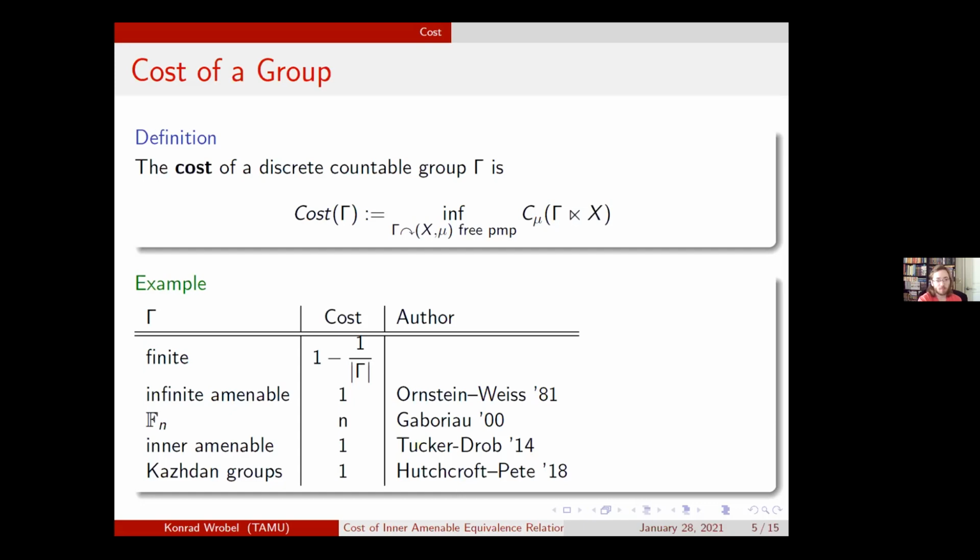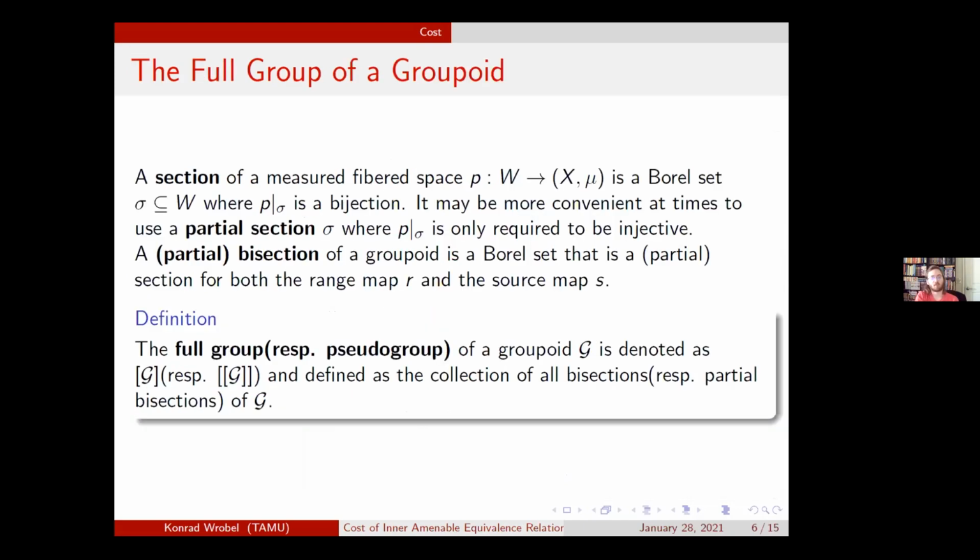I have one more example that I want to give in the equivalence relation setting, as opposed to cost of groups. But in order to define it, I have to define the full group of a groupoid first. So, right, the notion of a section, a partial section, I hope is familiar to most of the audience. It's just a map that forms a partial inverse to the fibering projection map.